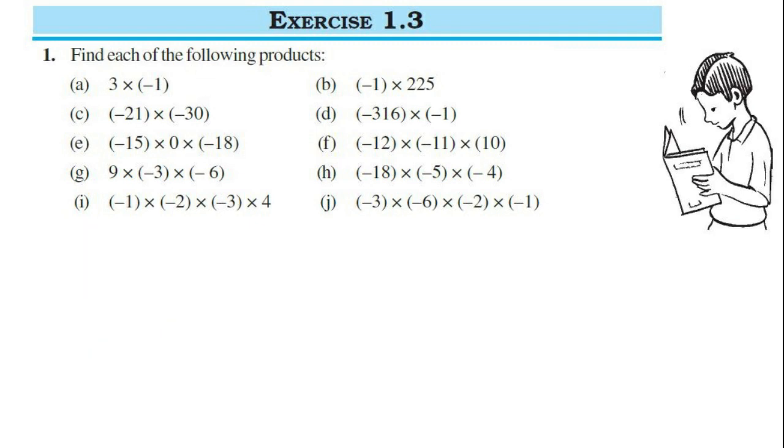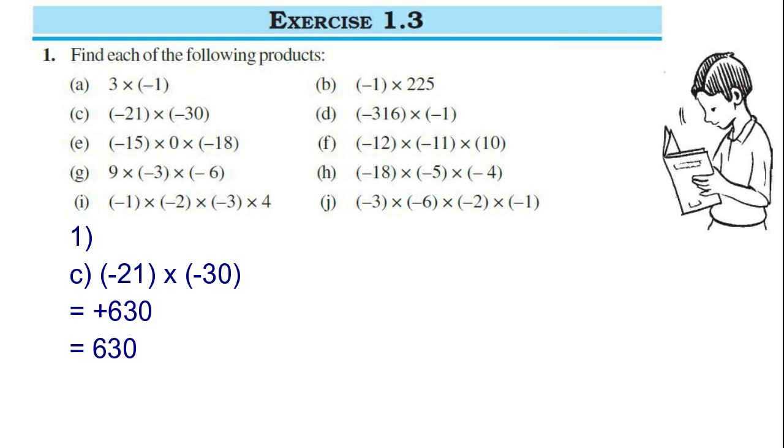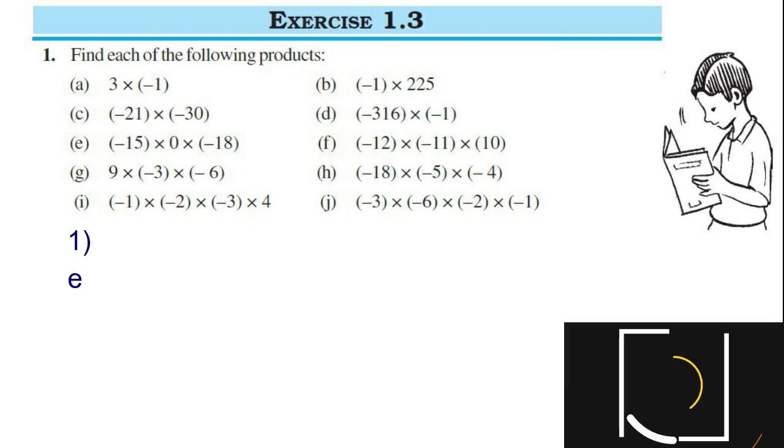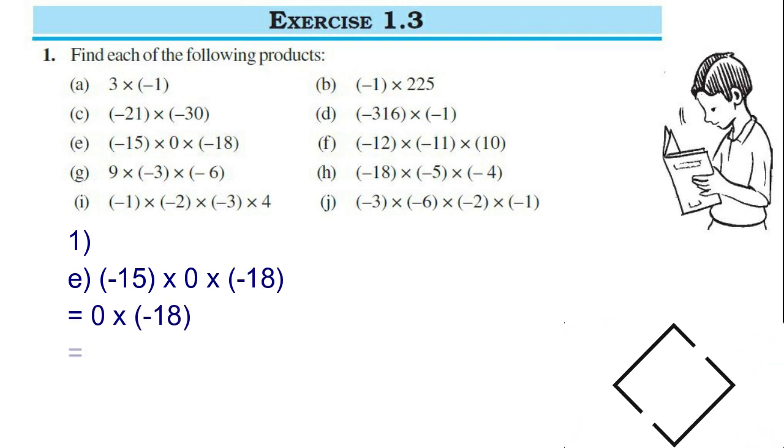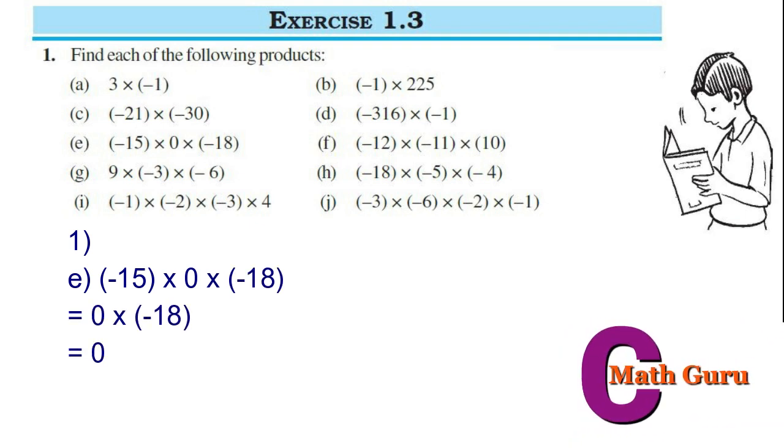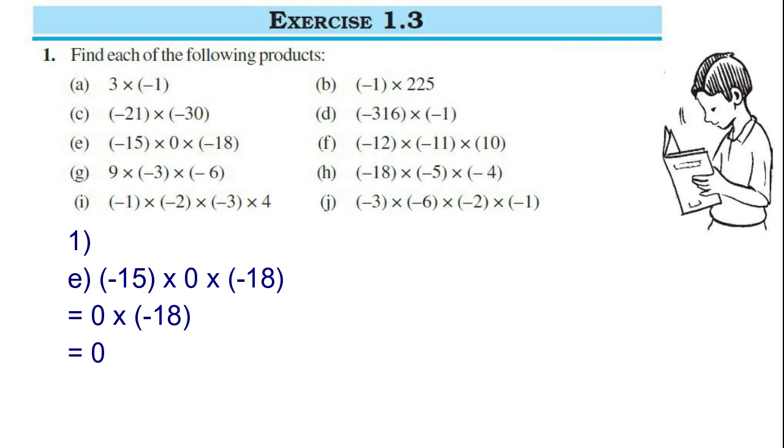Okay, go to problem C. Minus 21 multiplied by minus 30. So minus into minus equal to plus and 21 into 30 equal to 630. So the answer equal to plus 630. Next problem is easy, so go to problem E. The problem is minus 15 into 0 into minus 18. Listen carefully. If we multiply any number by 0, then we will get 0. So minus 15 into 0 equal to 0, into minus 18 equal to also 0. So the answer equal to 0.